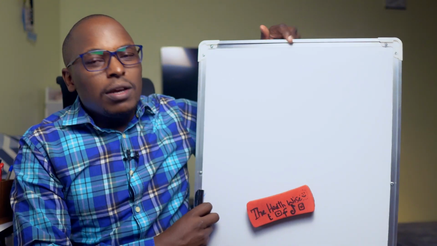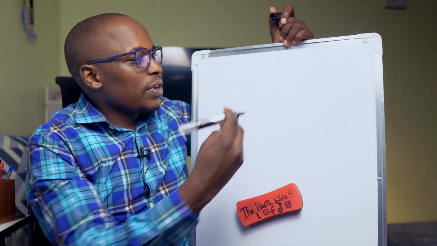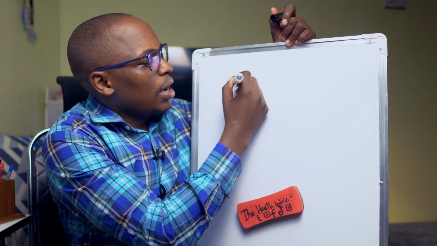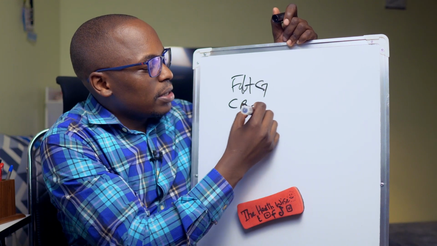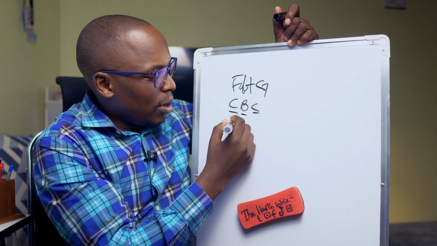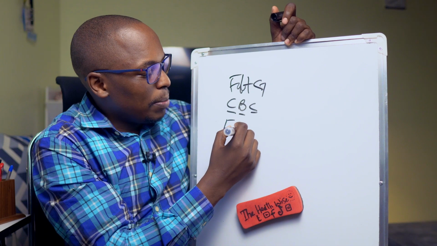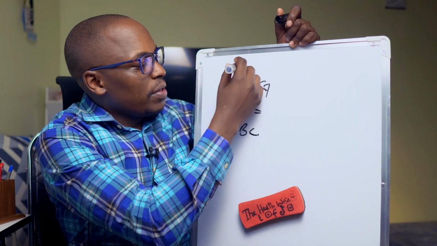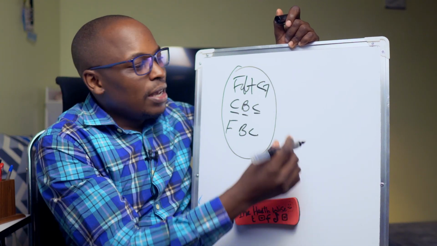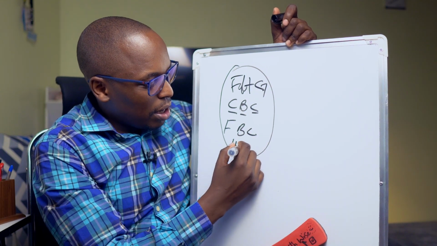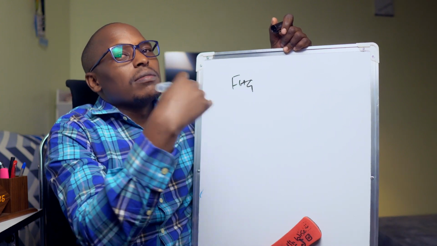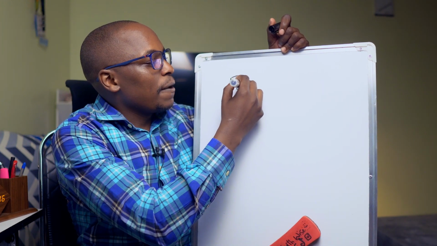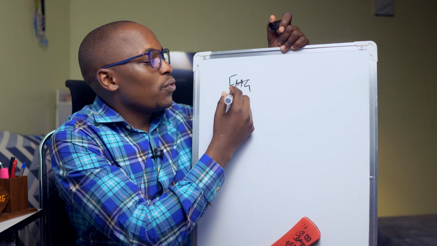This test is called CBC. FHG, it has a lot of names. This is full hemogram. People call it FHG. Others call it CBC, complete blood count. We have others calling it full blood count. So they all refer to the same thing. Now, others even call it hemogram. In this video, we're going to call it FHG. Or if at one point I use any other name, you just know that I'm referring to full hemogram.